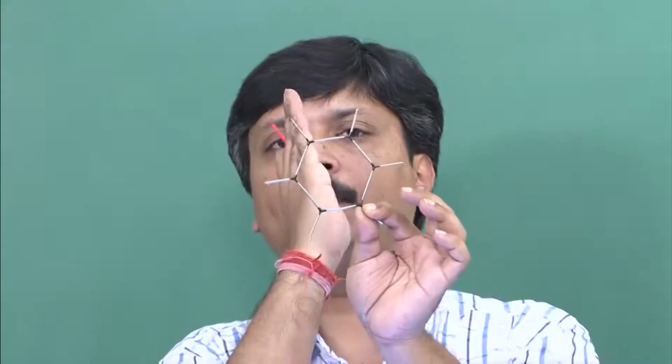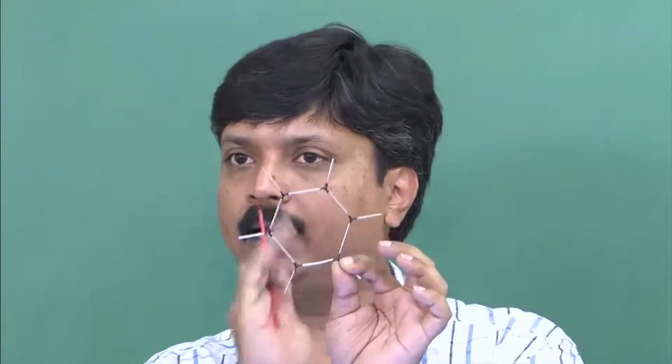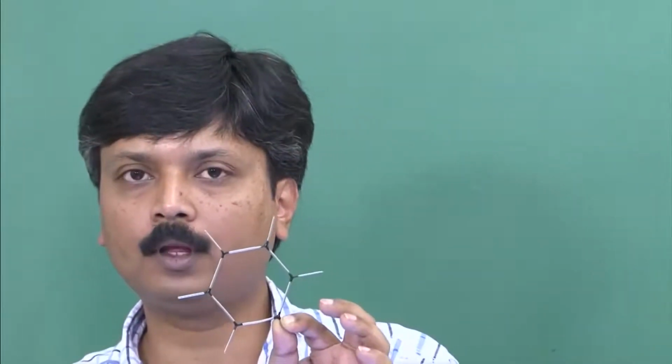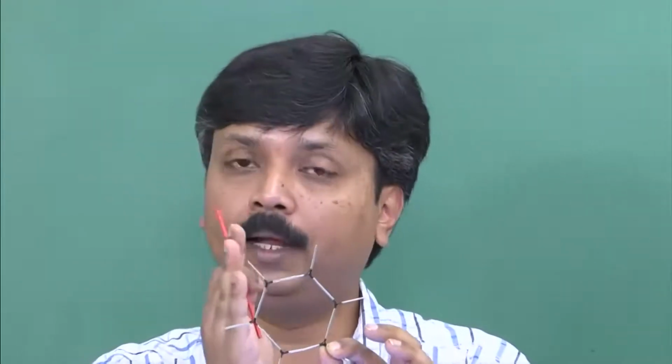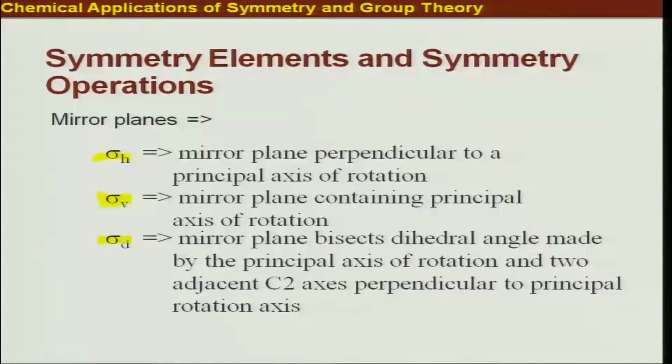So if I have a plane which bisects this dihedral angle, and that plane acts as a symmetry plane, then I will call that particular sigma plane a sigma d, okay. Is that clear? So you can see the actual definition clearly written on your screen, okay.